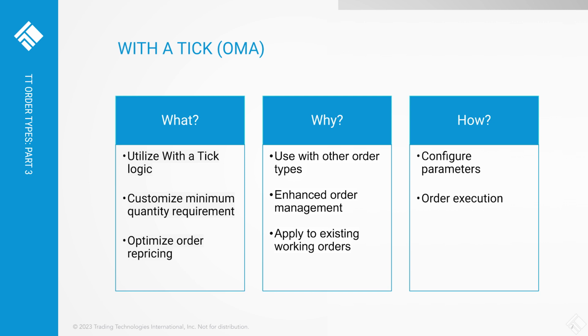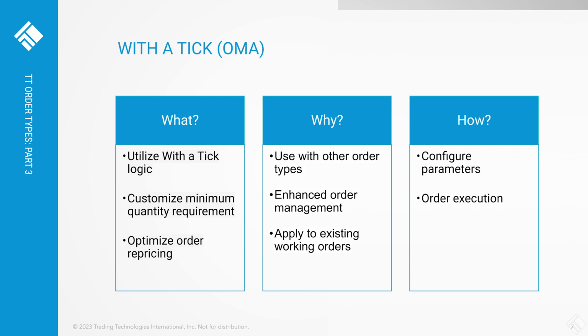You can define the minimum quantity that must be available on the opposite side of the market a single tick from the current working order price. If the available quantity at the opposite price is less than your defined quantity, the order is repriced into the market by a single tick. Same idea, it's just you can do this against orders that are already working in your order book. You don't have to specify it with the order type. You can apply this to working orders.